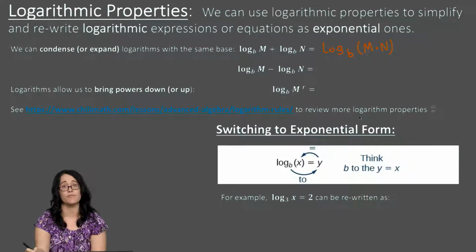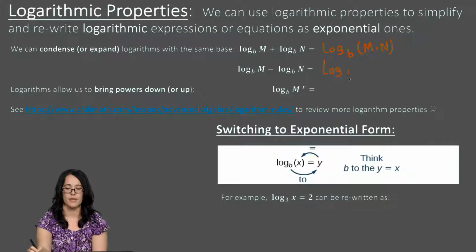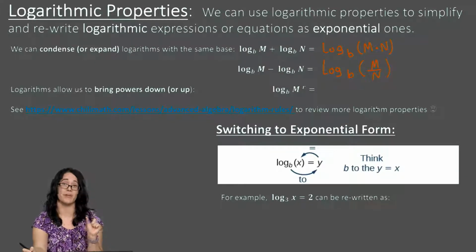On the other hand, if we were subtracting two logarithms with the same base, their condensed version would be log base b of m over n, where order matters. So the first logarithm, which was positive, would have its argument on top.